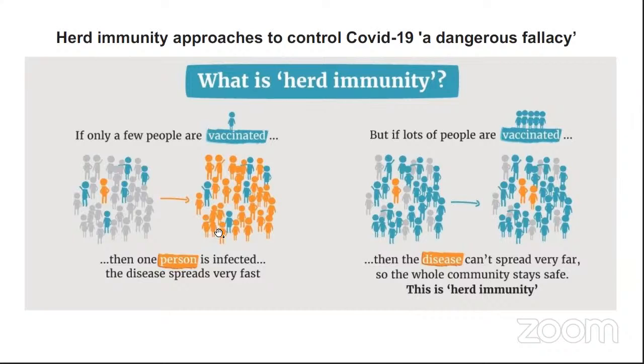What is shown here is that if one person is infected and very few are vaccinated, that one person is enough to spread the infection to many people. But if many people are vaccinated and one person is infected, then most of the people, vaccinated and not vaccinated, are protected from the virus or the bacterial disease. So we need to understand this concept very clearly: for getting herd immunity, one needs vaccination, and without vaccination, one cannot achieve herd immunity.